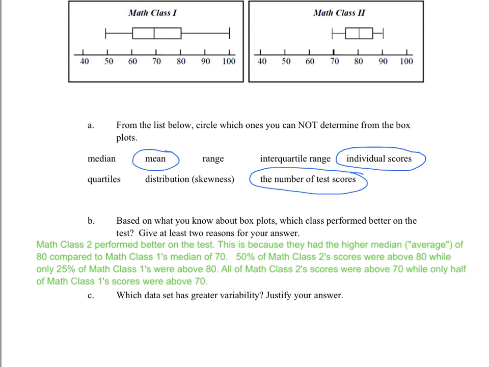So, based on what you know about box plots, which class performed better on the test? Give at least 2 reasons for your answer. Math Class 2 performed better on the test. This is because they had the higher median or average, of 80 compared to Math Class 1's median of 70. 50% of Math Class 2's scores were above 80, while only 25% of Math Class 1's were above 80. All of Math Class 2's scores were above 70, while only half of Math Class 1's scores were above 70.